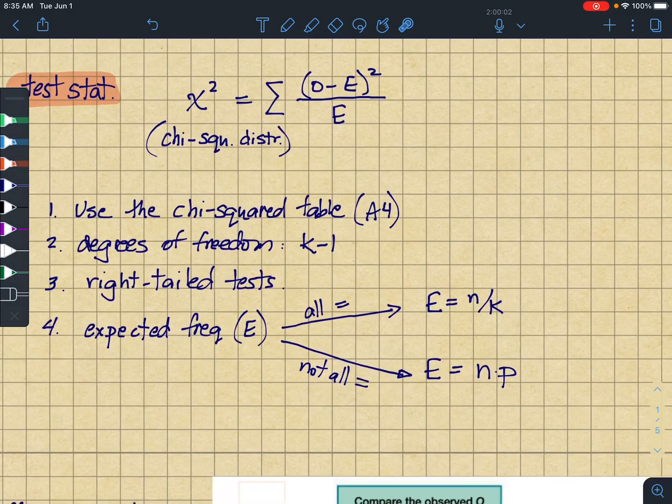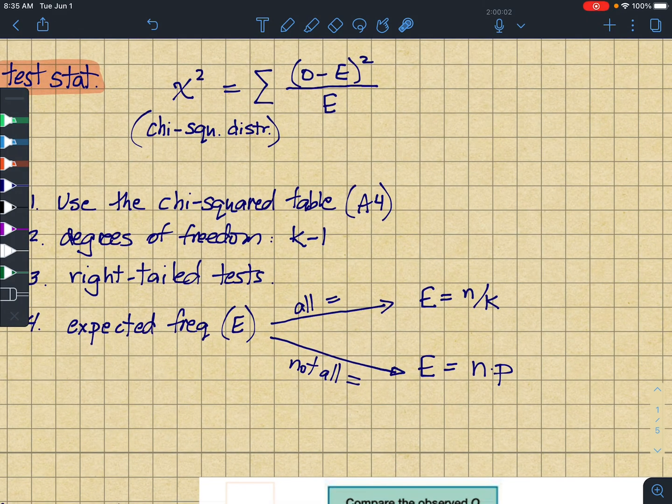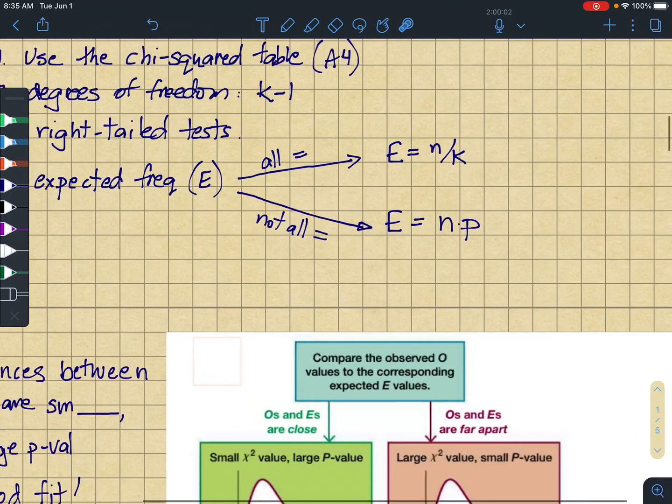And again, a couple other things. Your expected frequency, if all the categories are equal, then we just take n divided by k. Whereas if they're not all equal, then you take n times whatever your probability is of getting that.